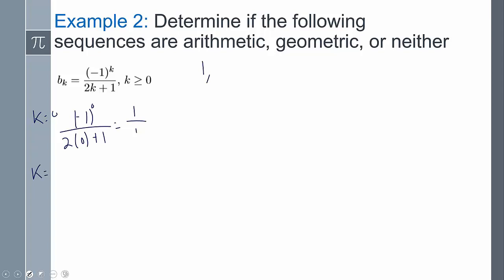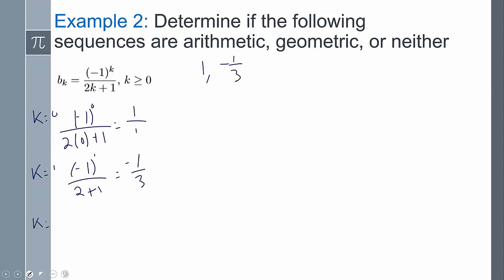Now let's look at k equals 1. So I get -1 to the first over 2 times 1, which is 2, plus 1. So that's going to give me -1/3. Okay, still not enough of a pattern.